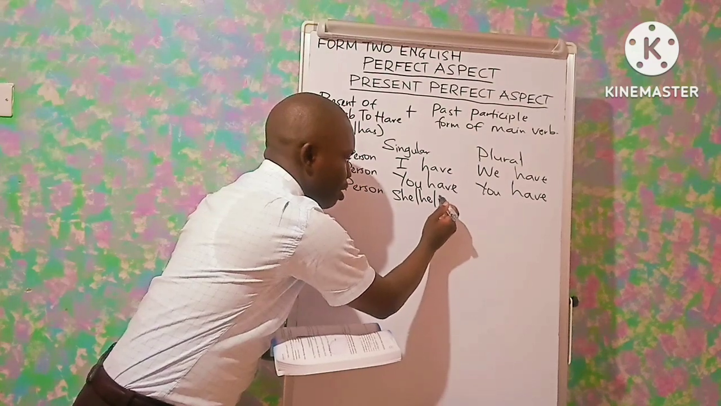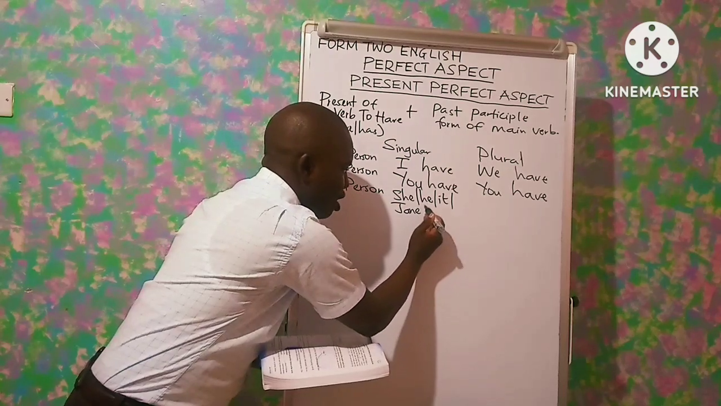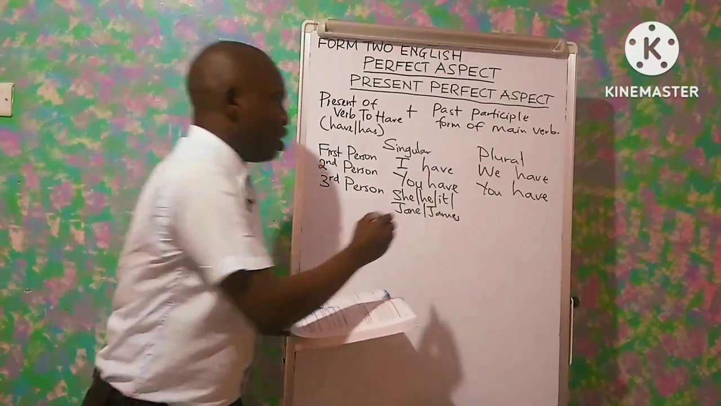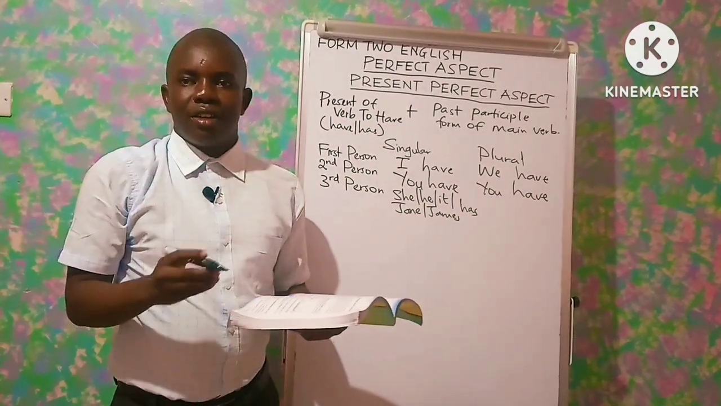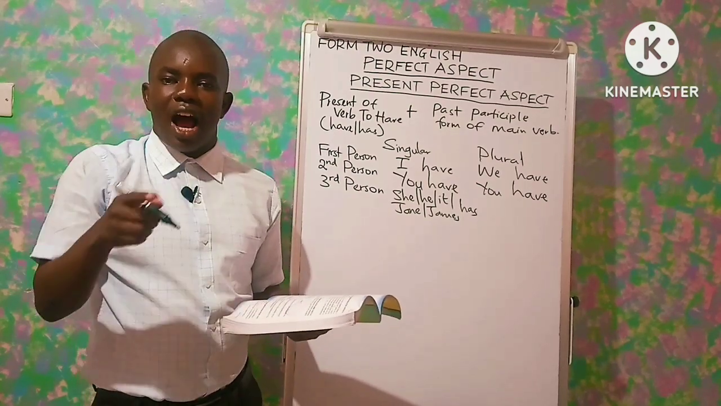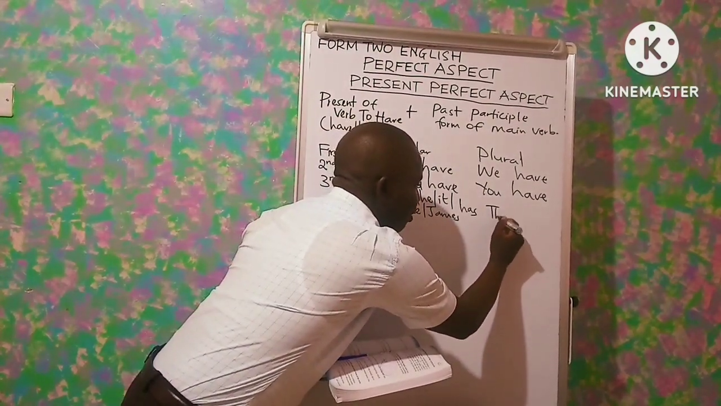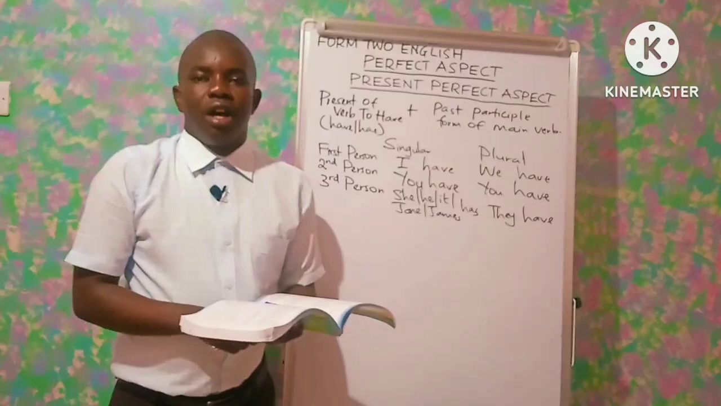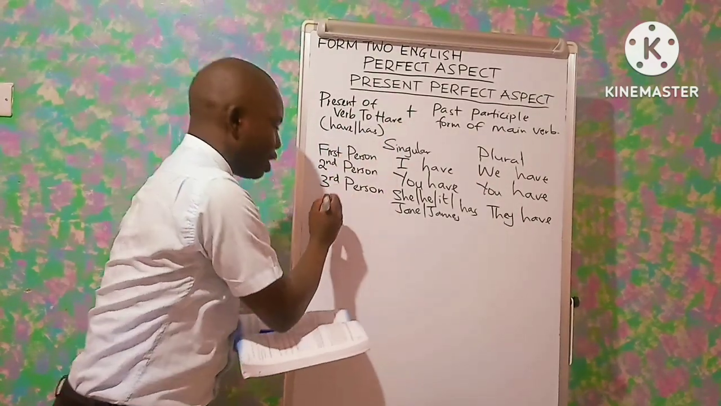he, it, maybe the name of a person, Jane, or James. Any of these takes the verb to have, has: she has, he has, it has, Jane has, James has. In plural, we have they have.